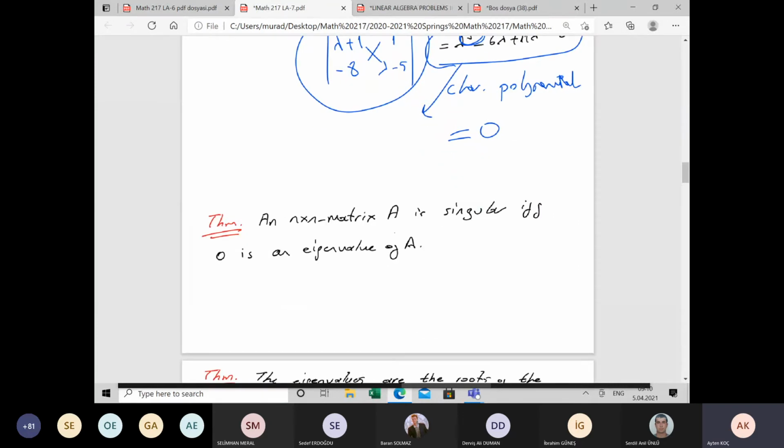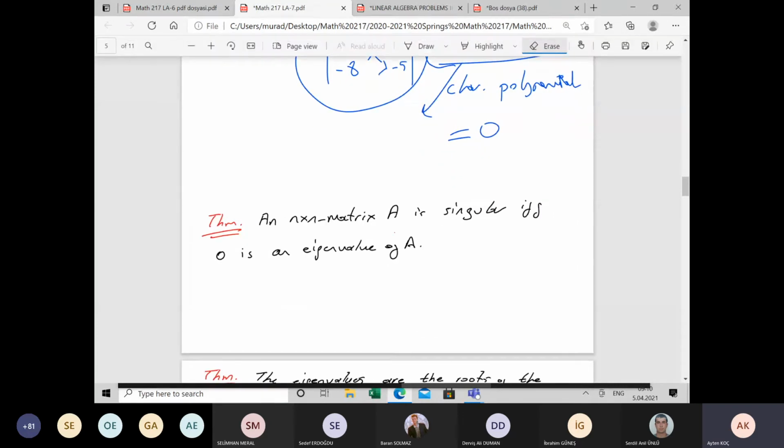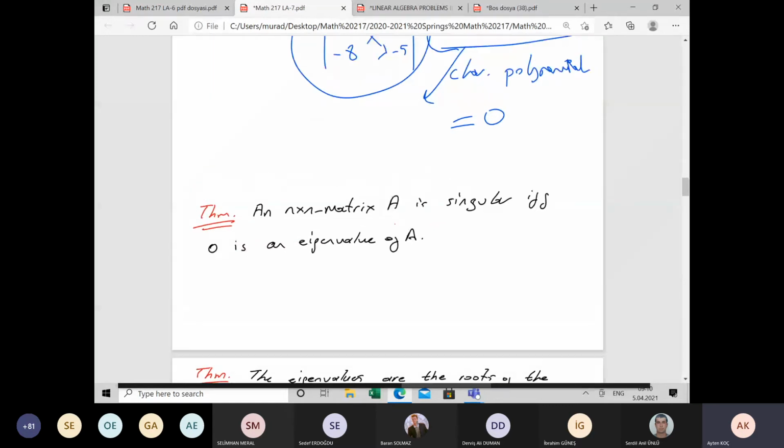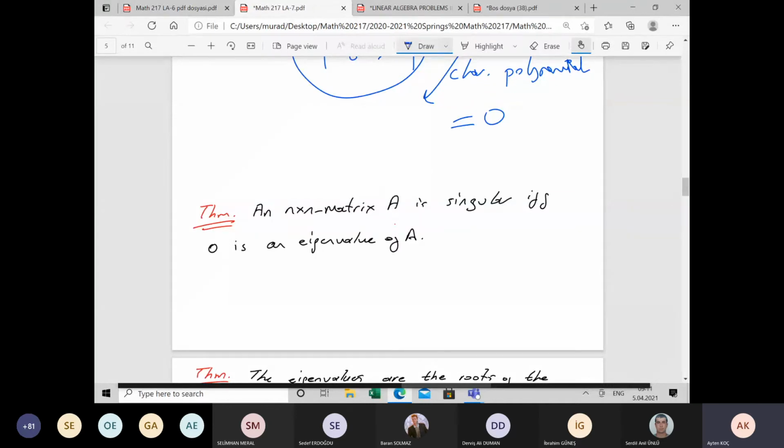Let's give this theorem. This theorem is important. What is the relation between the matrix A and an eigenvalue? Eigenvalue lambda is 0 if and only if our matrix A is singular. What does singular mean? Singular means not invertible.